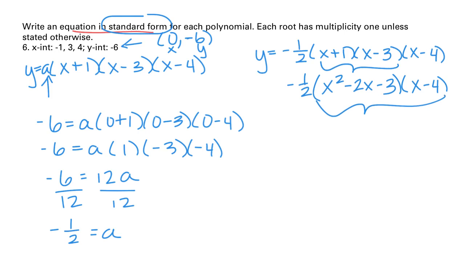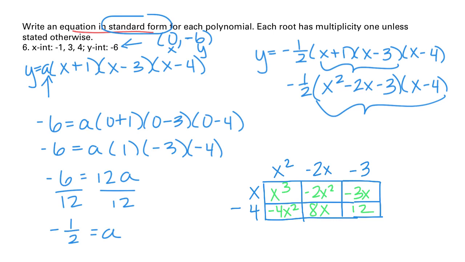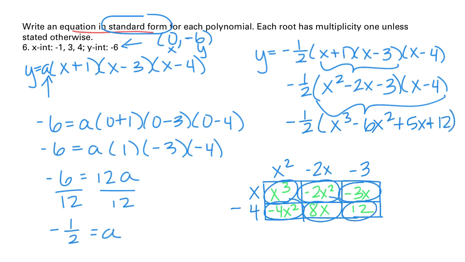So now I'm multiplying these two together. Okay, so I went ahead and just filled in the area model for multiplying x squared minus 2x minus 3 and x minus 4. I still have the negative 1/2 in front, but now I have x cubed, just combining like terms here, negative 4x and negative 2x minus 6x squared, negative 3x and 8x plus 5x, and then plus 12. And I'm going to go ahead and distribute the negative 1/2.